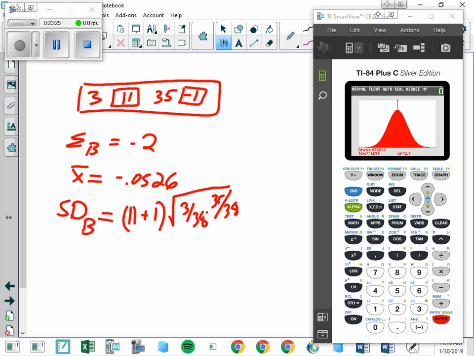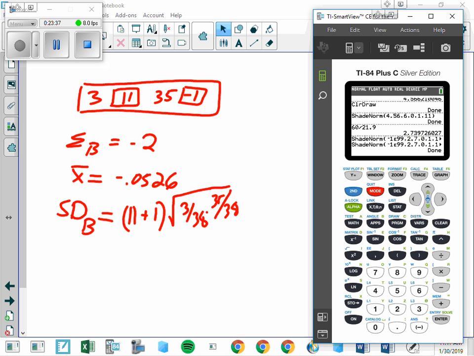It's 11 minus -1. Yeah, it's always big minus small. So the SD will be 12 times the square root of 3 over 38 times 35 over 38, which is 3.23.